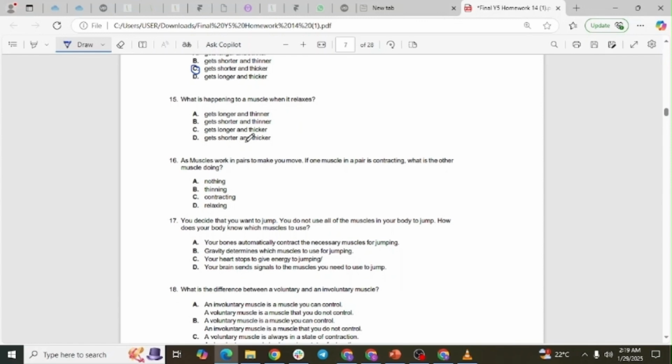Answer: A. Gets longer and thinner. Explanation: when a muscle relaxes, it returns to its longer, thinner state, releasing tension after a contraction.